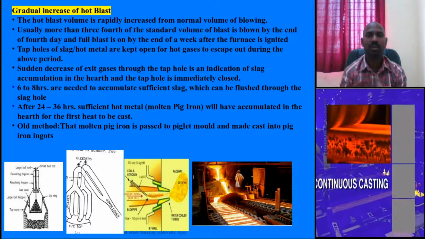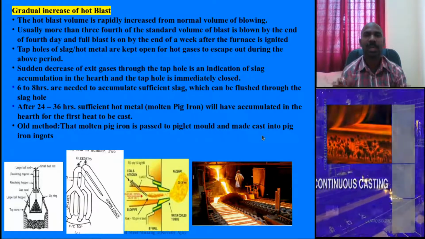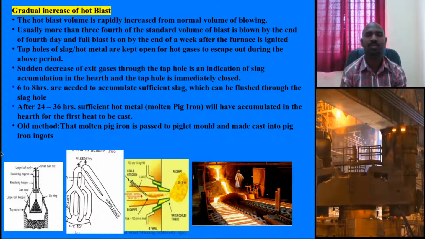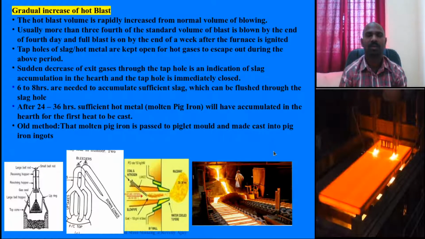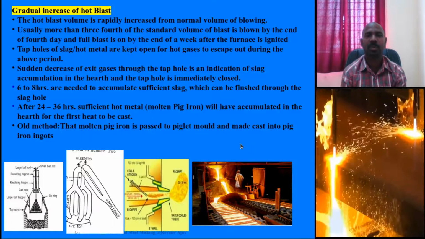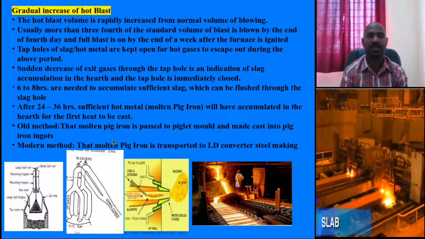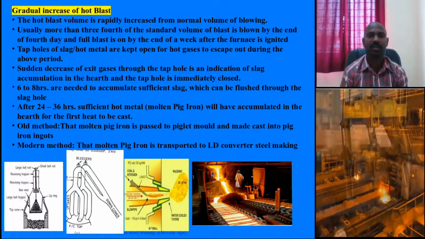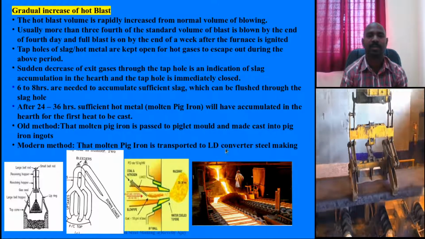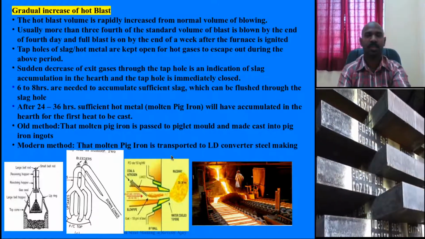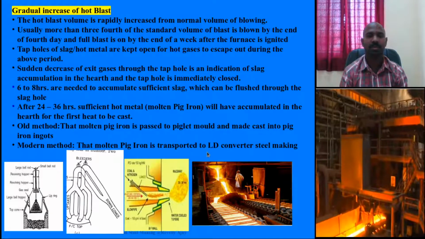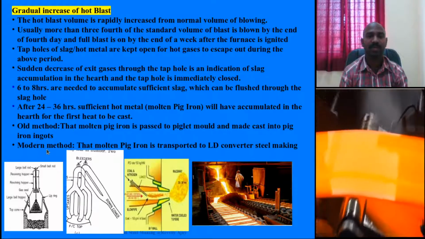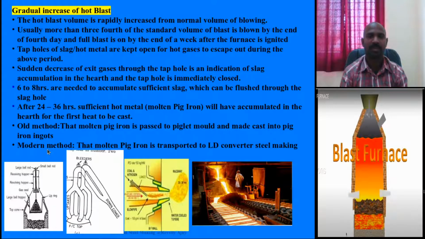From the ladle it was continuously moved to the pig molds, which was the old method. So pig iron ingots are produced, and those were converted into steel using the Bessemer converter. In the modern method, the molten pig iron is taken into the ladle and directly transported to the LD converter for steelmaking. Only liquid pig iron is transported. The LD converter is also situated near the blast furnace. This is the modern integrated steel plant method.